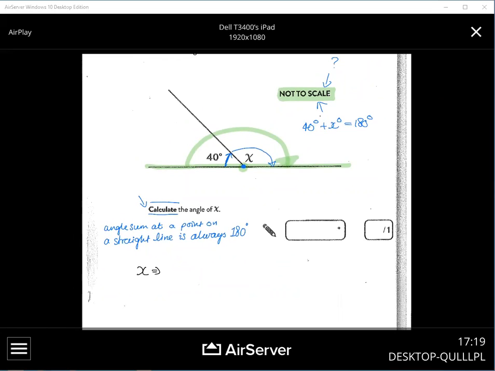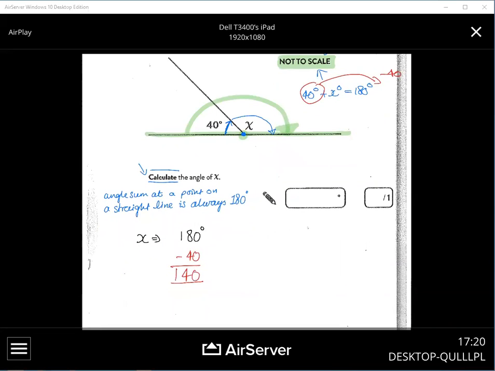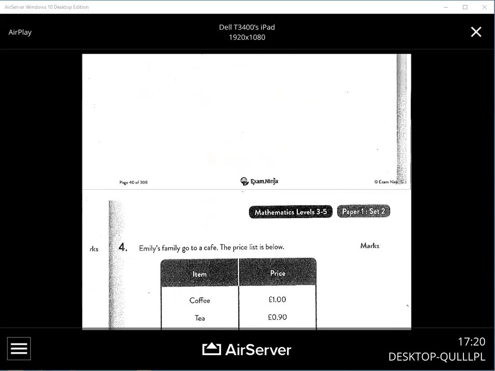So how would you work out what the X is now? Remember the symbol for degrees here. 40 degrees add X degrees is 180. So how do you work out the X from that situation? Okay, so the opposite of adding 40 is? Minus 40. So we need to do 180 minus the 40. That will give us the missing angle. So what is the missing angle? 140. Okay, lovely.